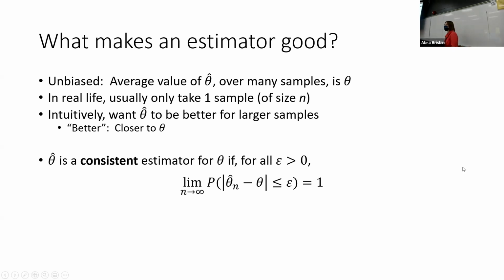So theta hat is defined as a consistent estimator for theta if for all values of epsilon greater than 0, so for all distances that we want to be within that closeness of theta, the limit of the probability that the absolute value of theta hat sub n minus theta is less than or equal to epsilon, that limit is equal to 1.